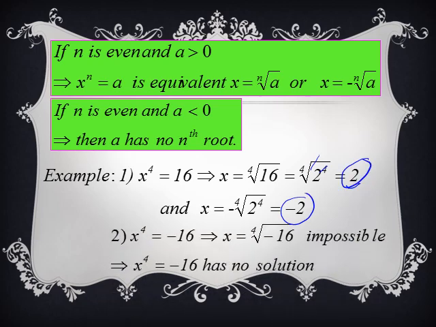Another example: x power 4 equals minus 16. So x equals radical of minus 16 with index 4. Since 4 is even, it is impossible. There is no solution if n is even and a is negative. So x power 4 equals minus 16 has no solution.